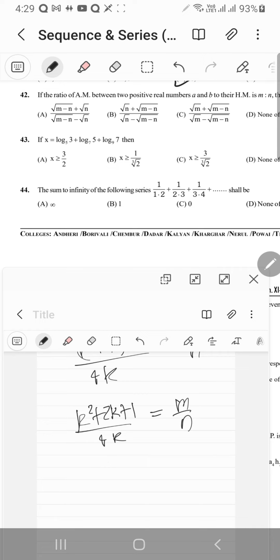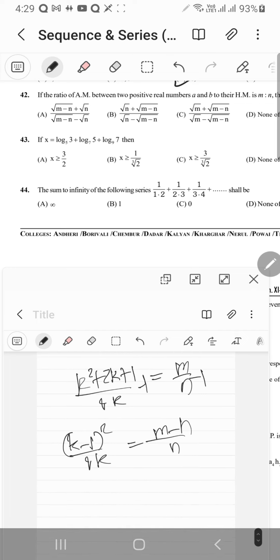I just want k somehow. Yeah, just get rid of everything else and bring me k. Let's multiply by -1, okay, add -1 on both sides. So this will be (k minus 1) squared upon 4k. That thing will be (m minus n) upon n.